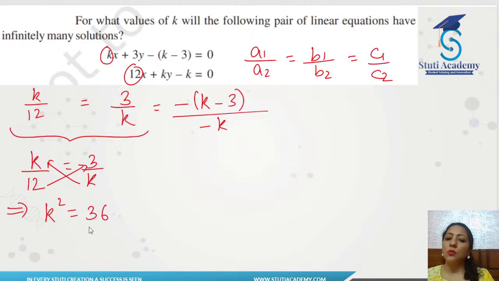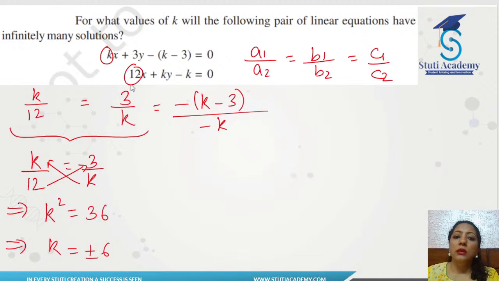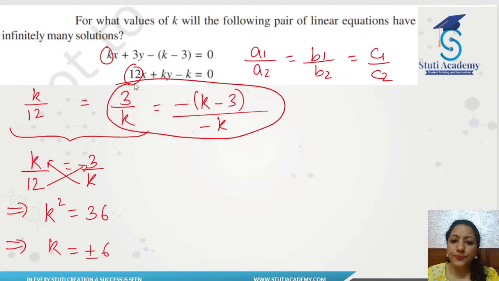Now if k square is 36, k would be plus or minus 6. Either plus 6 or minus 6, because positive 6 will give us square 36. Negative 6 will also give us square 36. Now let us take these two ratios.